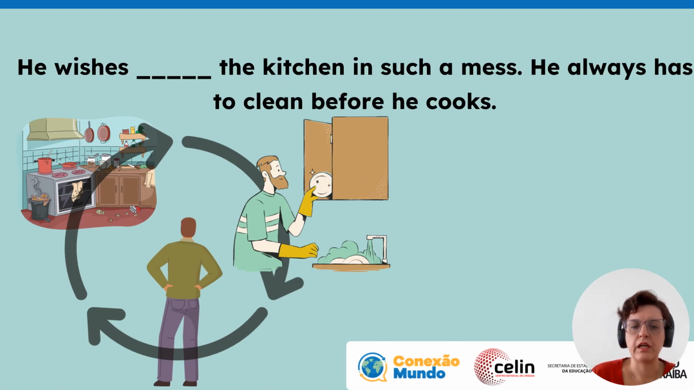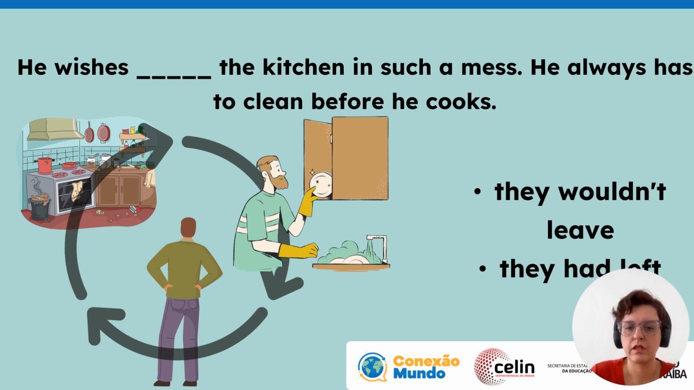Look, he wishes, the kitchen is such a mess. He always has to clean before he cooks. Okay? So there's a messy kitchen and he has to clean. So he wished that they would not leave the kitchen such a mess. He always has to clean before he cooks. Okay?